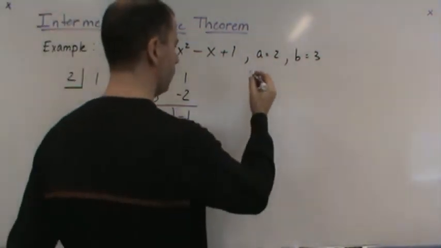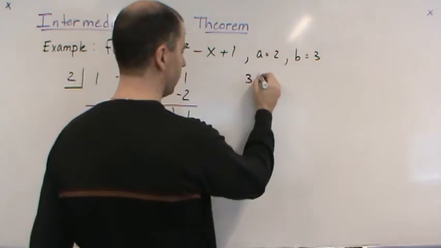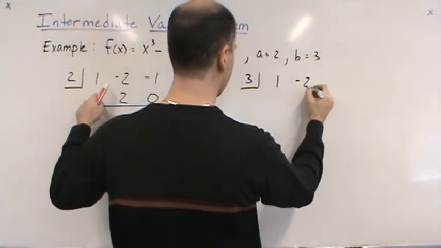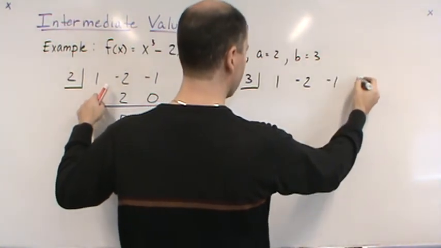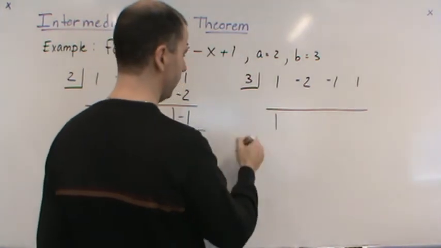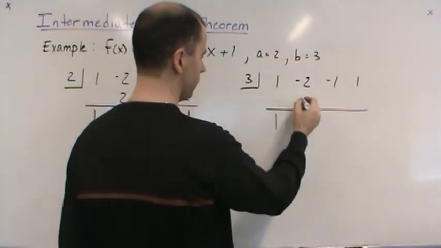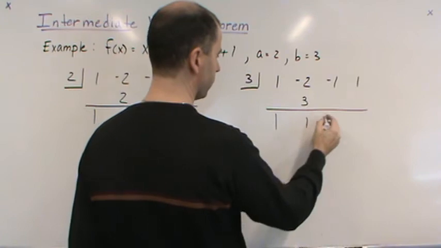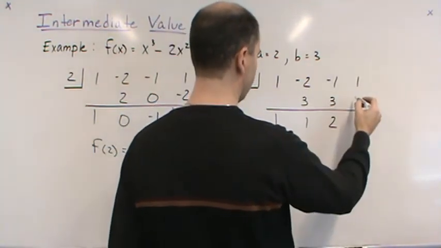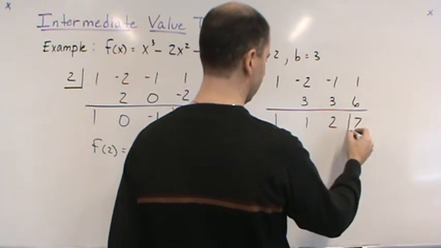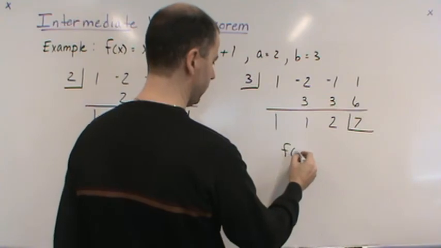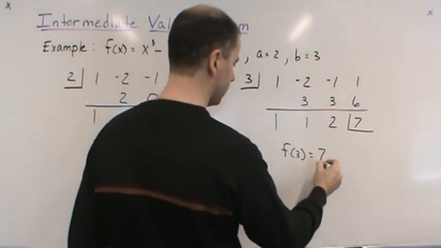So now let's do the same thing with 3. So let's do our synthetic division with 3. So again, we're going to do our coefficients. Okay, and now we're going to drop down and then we'll start the process. So this is going to give us 3. This is going to give us 1, 3, 2, 6, and 7. And so now this tells us that f of 3 is equal to 7.